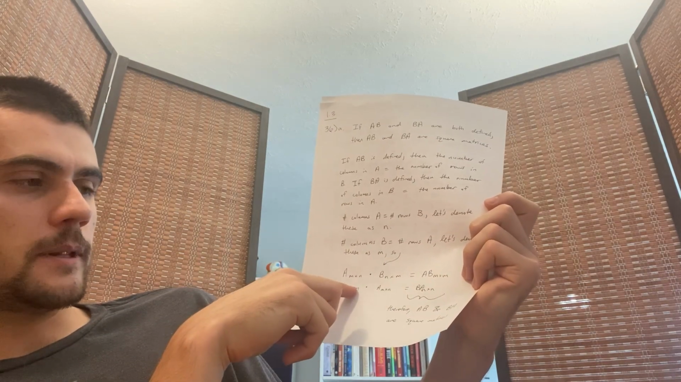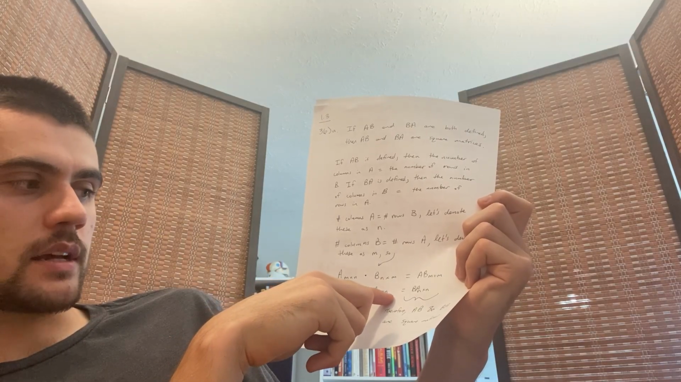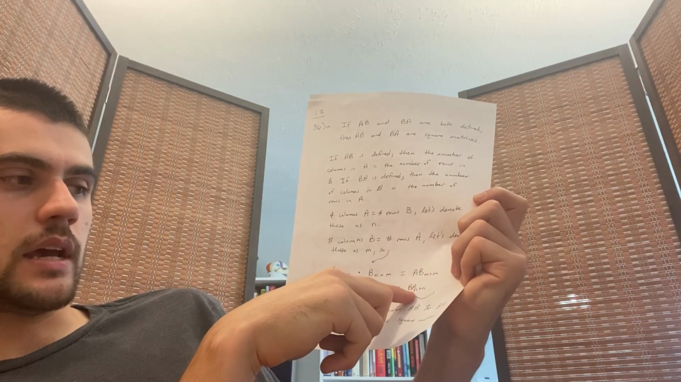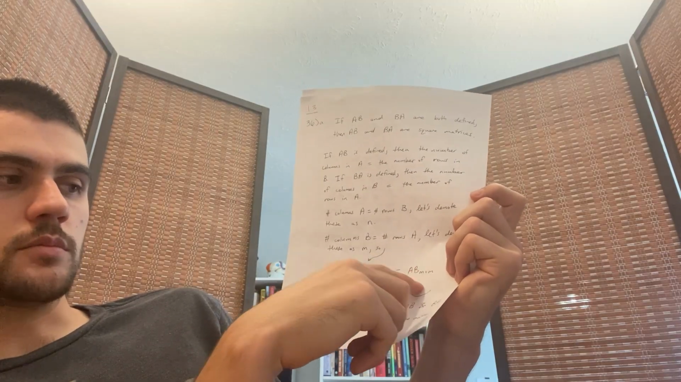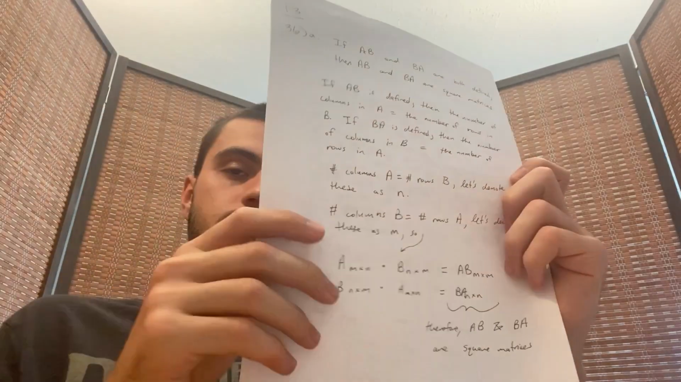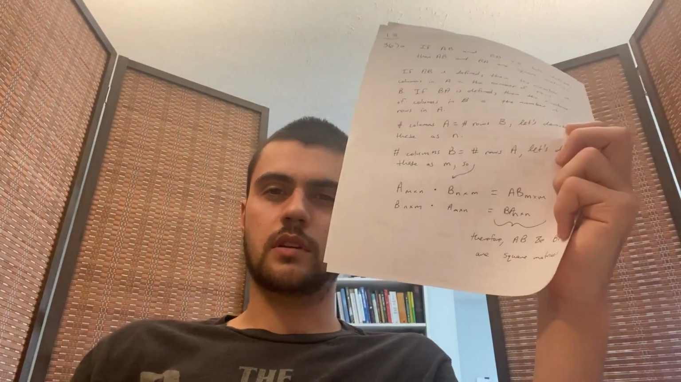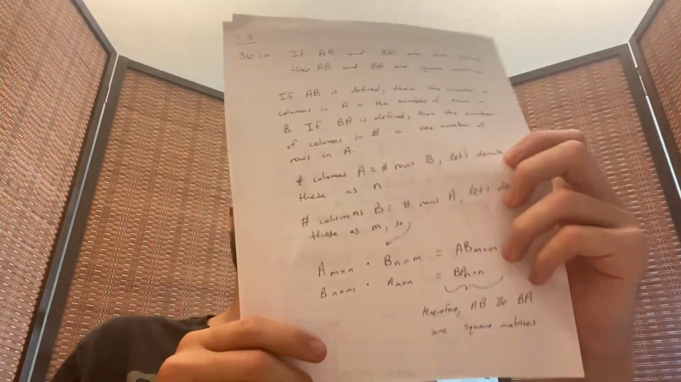And B, n by m, times A, m by n, equals BA, n by n. So since the rows and columns are equal, they're both square matrices. I didn't really say that since the rows are the same as the columns, it's a square matrix. That's kind of a given. I think it's a little unnecessary to state.